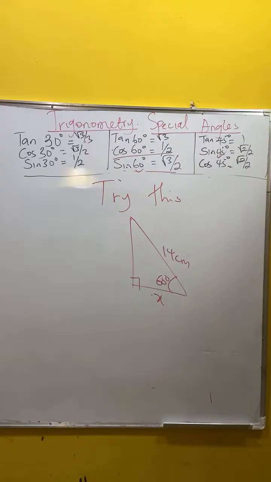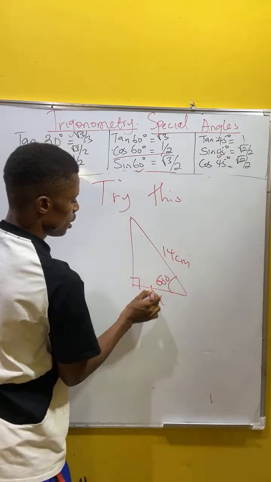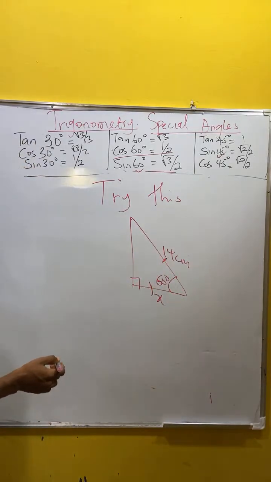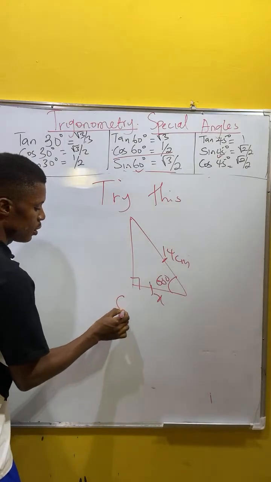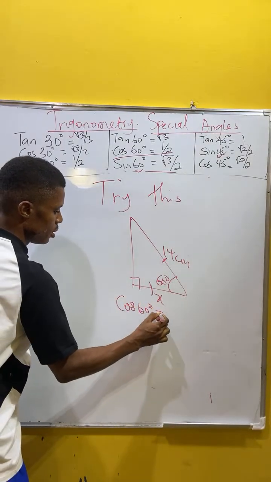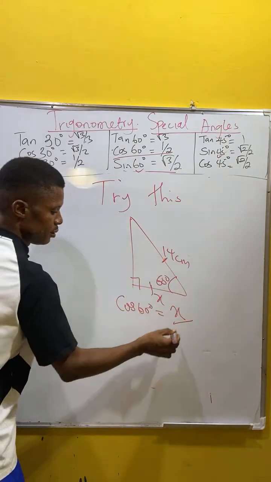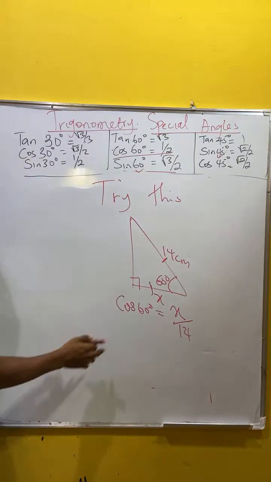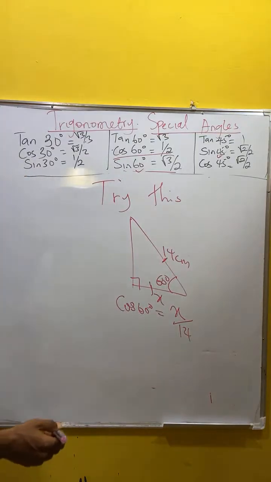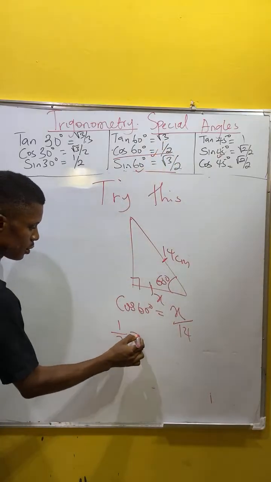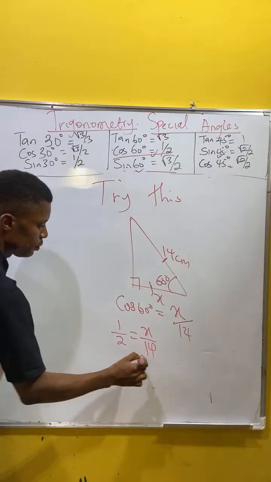Okay, so let's do that. It's very easy to do. So this is basically the adjacent, and this is 14 cm, which is the hypotenuse. So we have cos 60 degrees is adjacent x over hypotenuse 14. Cos 60 is 1 over 2. So 1 over 2 is equal to x over 14.